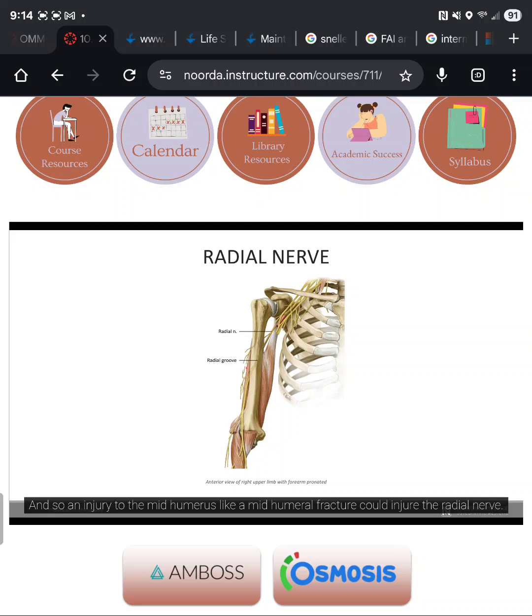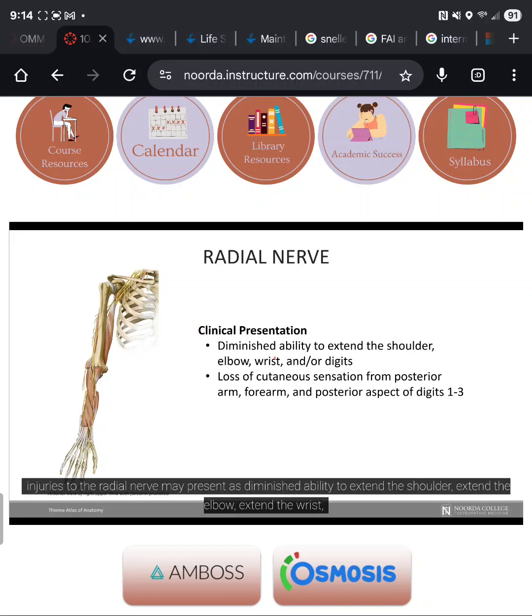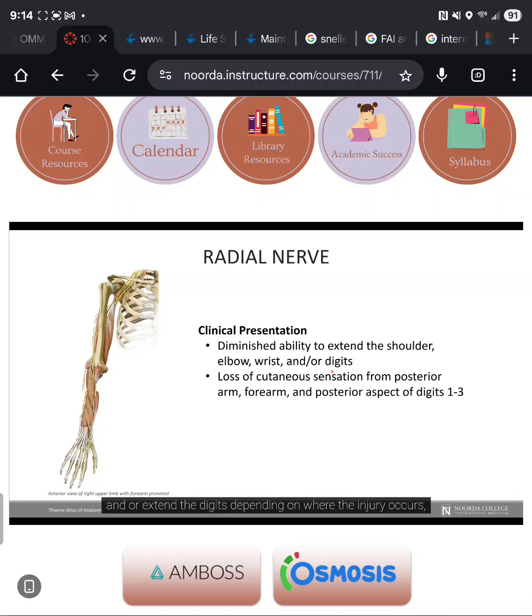And so an injury to the mid-humerus, like a mid-humeral fracture, could injure the radial nerve since it's so tight around the humerus. Injuries to the radial nerve may present as diminished ability to extend the shoulder, extend the elbow, extend the wrist, and/or extend the digits, depending on where the injury occurs. And then it will also present with a loss of cutaneous sensation from the posterior arm, forearm, and/or the posterior aspects of digits 1 through 3.